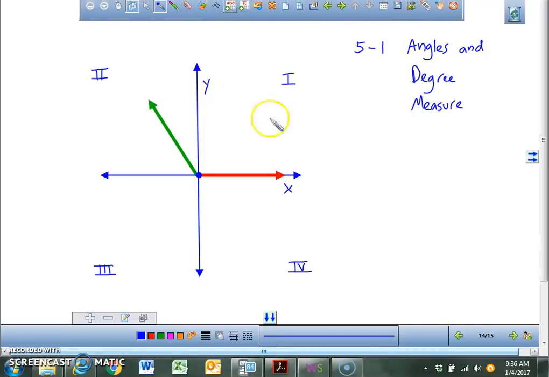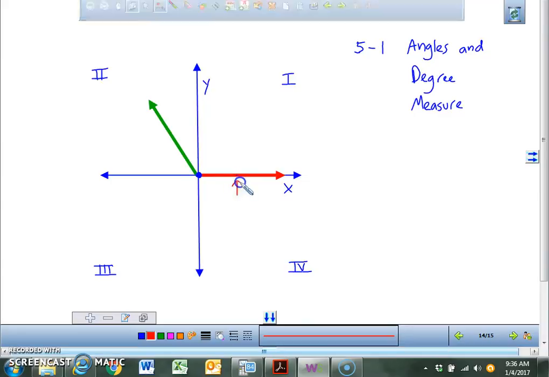We're starting with Chapter 5, Section 1, which deals with angles and degree measure. What we're going to do right now is label some things. We've made an angle here. This part right here, this is where we started our angle. That is referred to as the initial side.